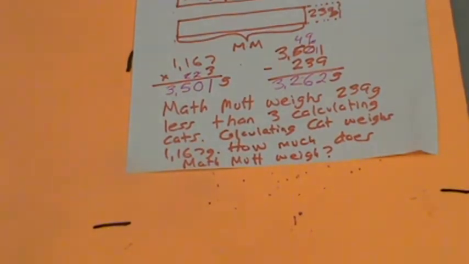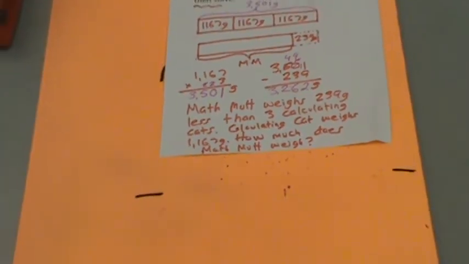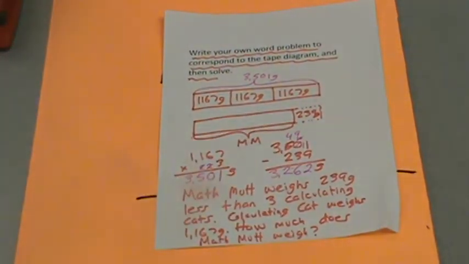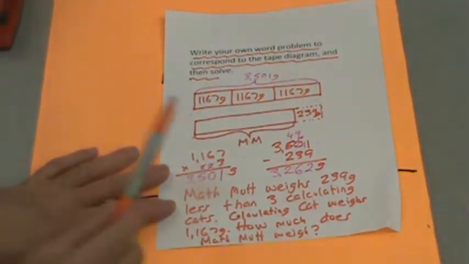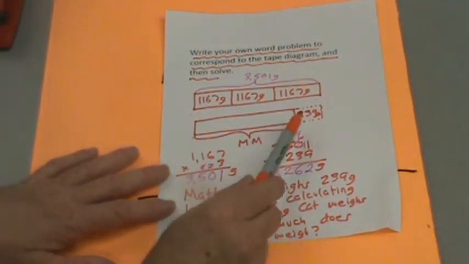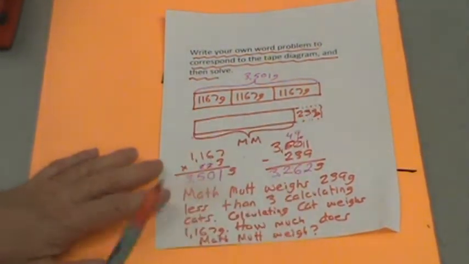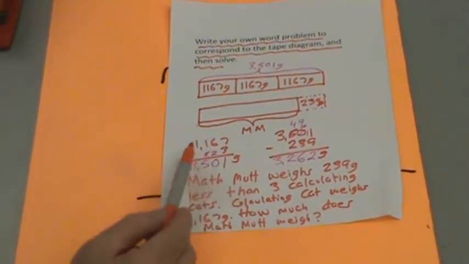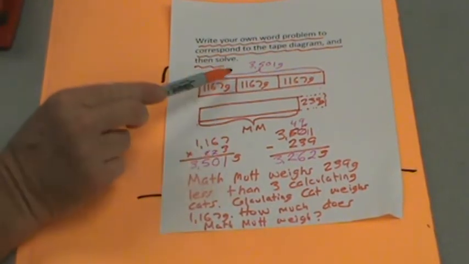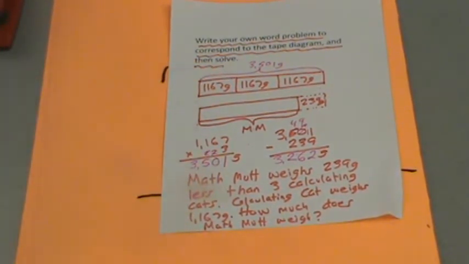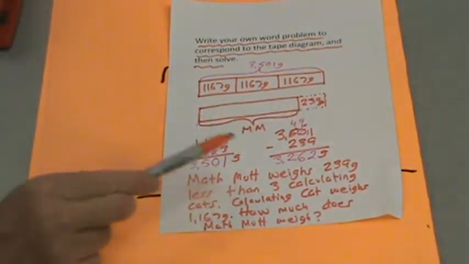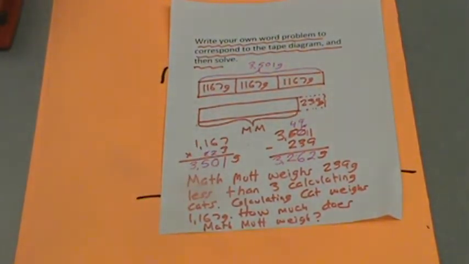I'm going to zoom out a little bit and get the whole problem in here. So we can see the 3 Calculating Cats. They each weigh 1,167 grams. We know that Math Mutt weighs 239 grams less than 3 Calculating Cats. So what we did is we multiplied 1,167 times 3 to get 3,501. That's the weight of 3 Calculating Cats. Then we subtracted 239 to get the weight of Math Mutt.